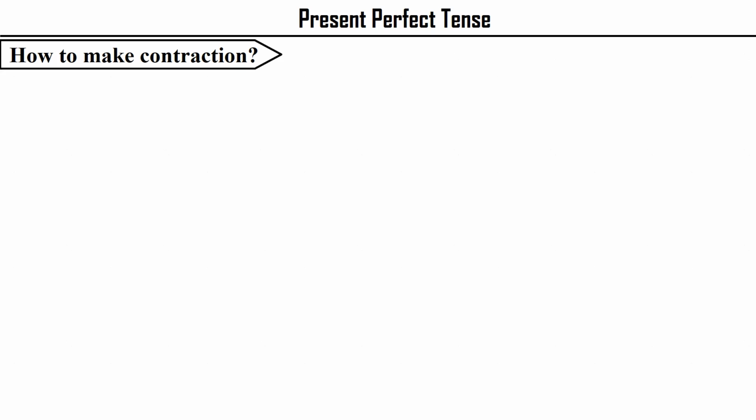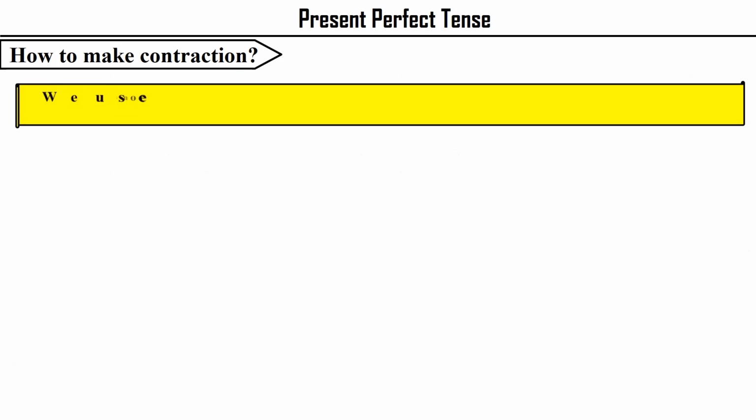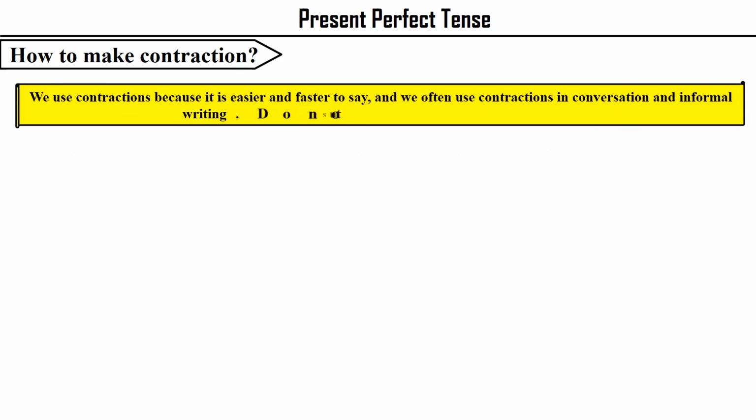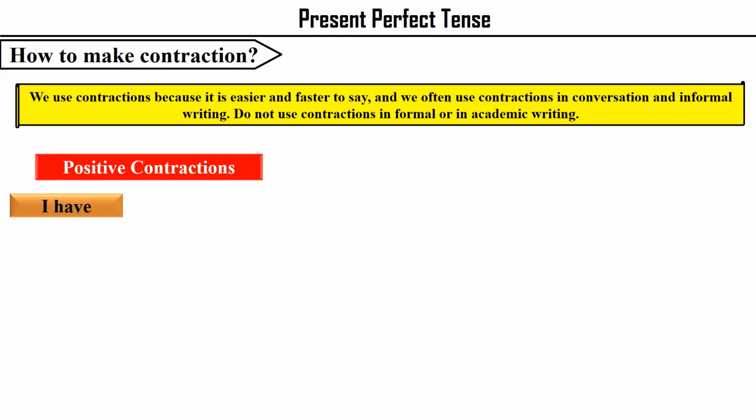How to make contractions in the present perfect tense. As I stated in the previous lessons, we use contractions because it is easier and faster to speak. And we often use contractions in conversation, but we cannot use contractions in formal writing or in academic writing. For example, positive contractions: I have becomes I've. We contract the pronoun with the helping verb have or has.